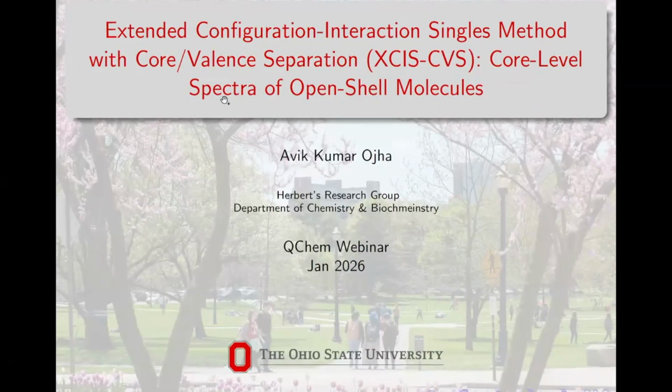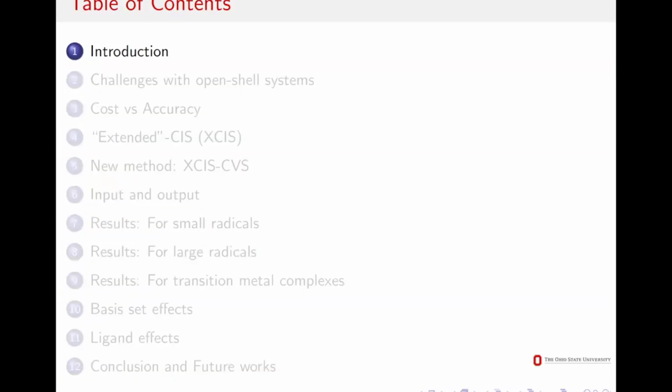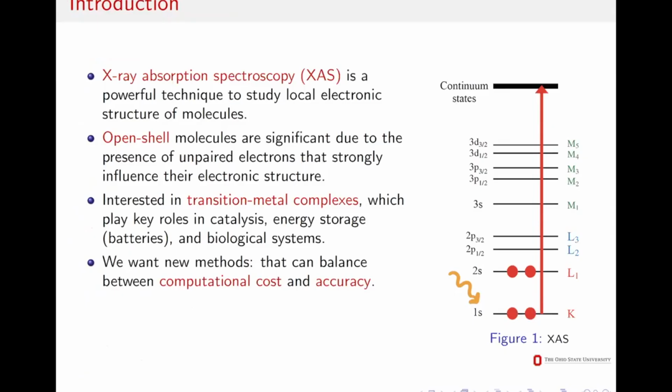Okay, thank you, Shannon. Thank you for inviting me. Today I'm going to talk about my new method, which is now implemented in Q-Chem 6.4. It's called the extended configuration interaction singles method with core-valence separation, in order to study the core-level spectra of open shell molecules. First, let's talk about the property I'm interested in.